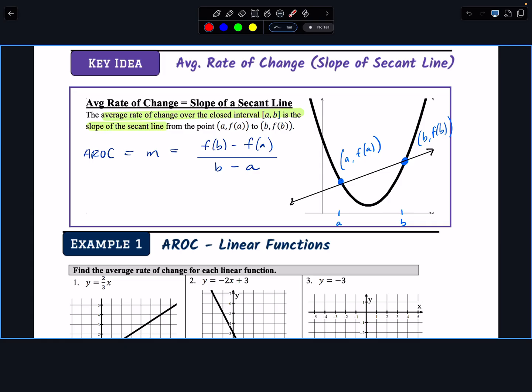No, it has nothing to do with trigonometry, because you guys learned about secant, cotangent last year, right? Okay, that's what I was confused about when I first learned this. I'm like, wait, trig, what?